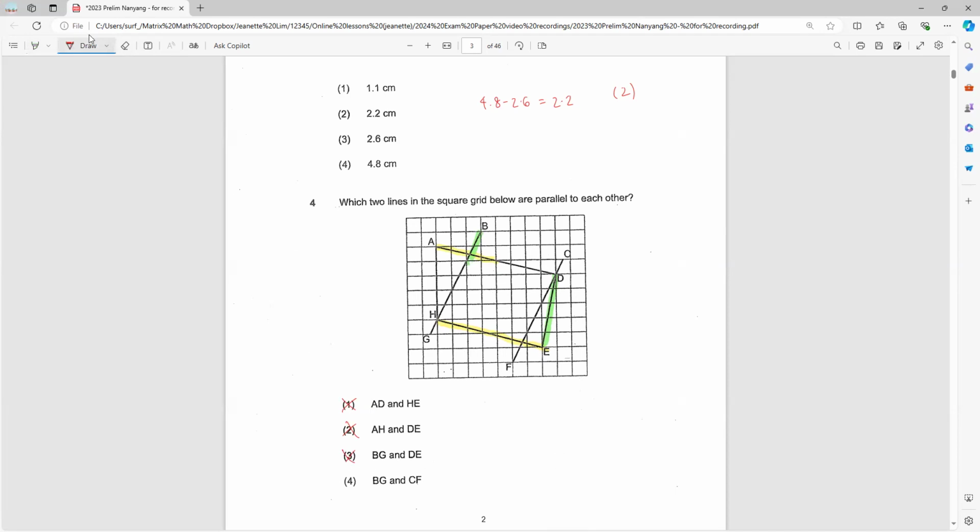BG and CF. Okay, BG, CF, are they parallel? BG, we have checked that it cuts across 2 squares, right? How about CF? Look for a corner of a square. So here, you see it cuts like that. Or you can also look at from F. From F, it cuts across 2 squares. Same like BG. Okay, a portion of the line cuts across 2 squares. So yes, they are parallel. So answer option 4.